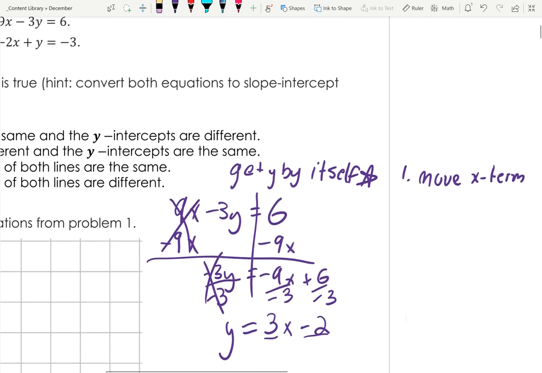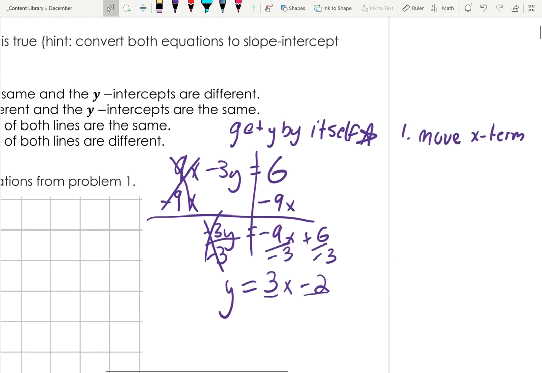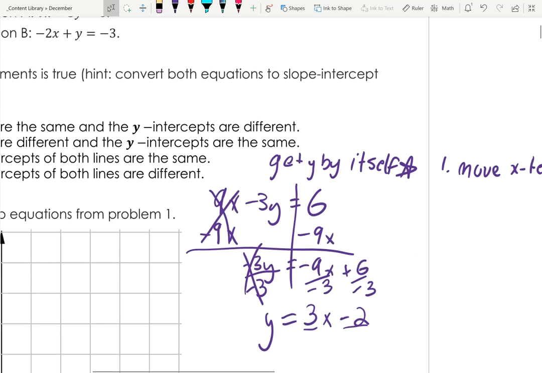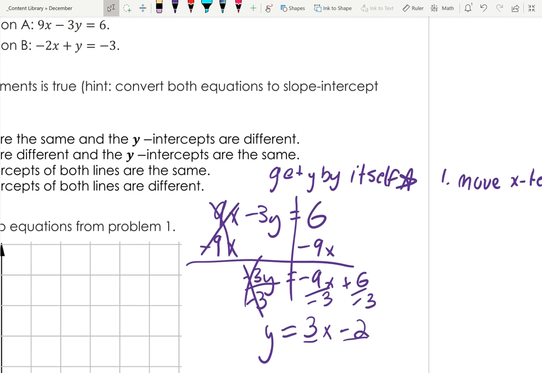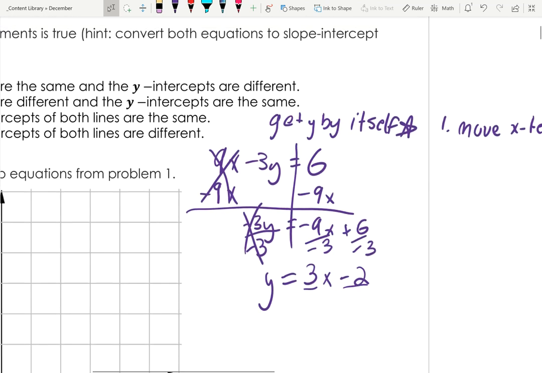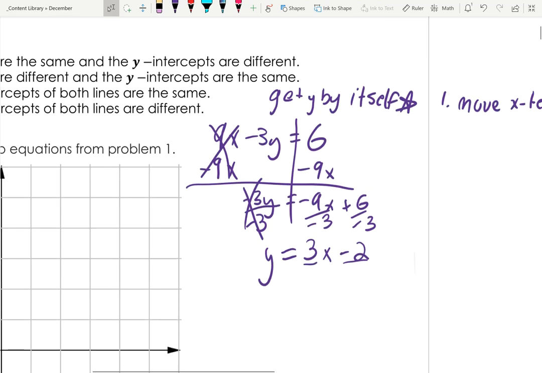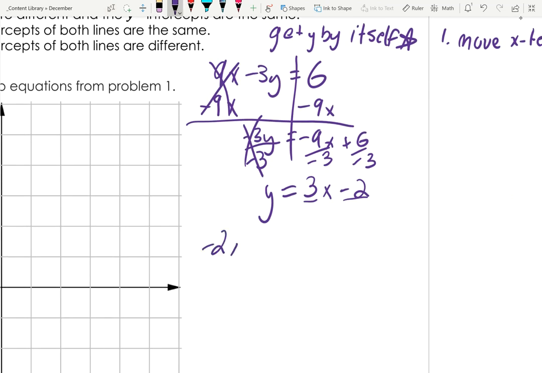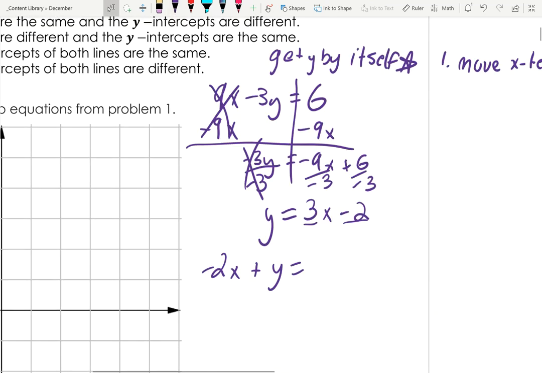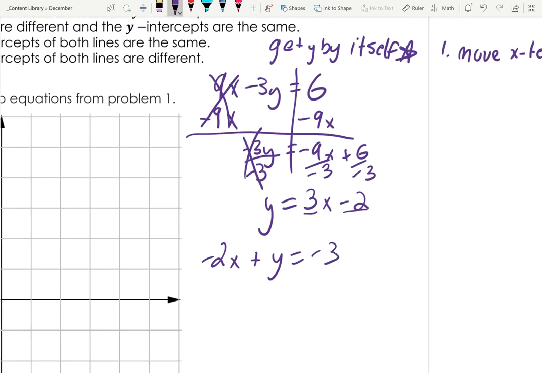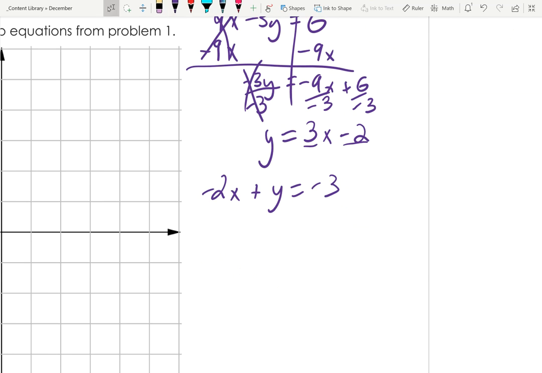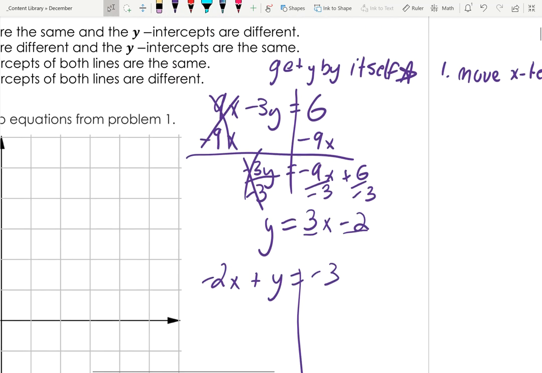Now, we still have to figure out the other equation. We have to know what its slope and y-intercept are. So we're going to have to rearrange it as well. It is negative 2x plus y equals negative 3. Okay, negative 3. All right, so we're going to do this one. We're going to try and solve it for y. Remember, get y by itself.